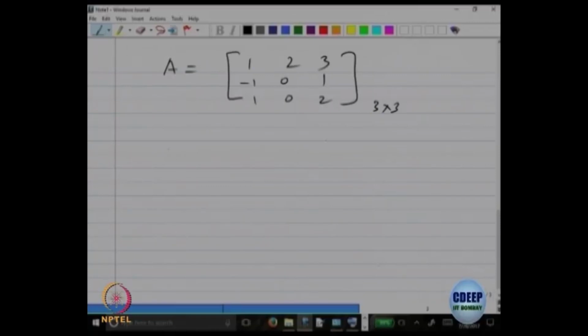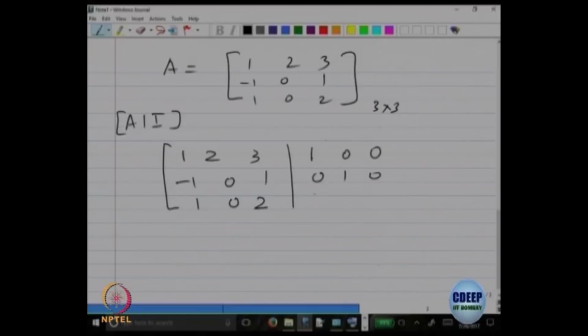So, what we do is, because I would like to do the same operations on the identity also, we write a new matrix which is A along with identity. So, we write 1 2 3, minus 1 0 1, 1 0 2, and the identity matrix of the same order, 1 0 0, 0 1 0, 0 0 1, right. So, that is this matrix.